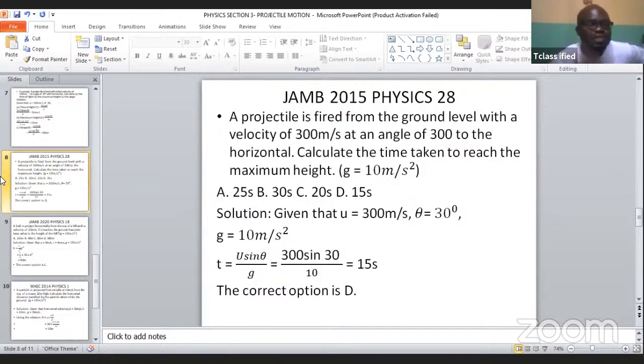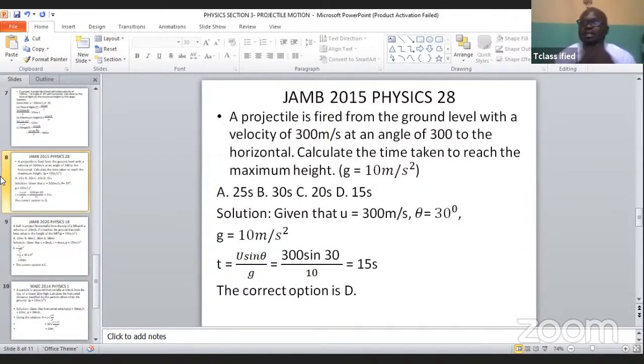Time of flight is simply 2 times time to reach the maximum height. And we know that time to reach the maximum height is simply u sine theta over g. That's the formula. But if they had asked you what is the time of flight, it would have been 2 u sine theta over g. So with this, the answer is simply t equal to u sine theta over g. So u is 300 as is given, sine 30, then all over 10. This gives us 15 seconds.